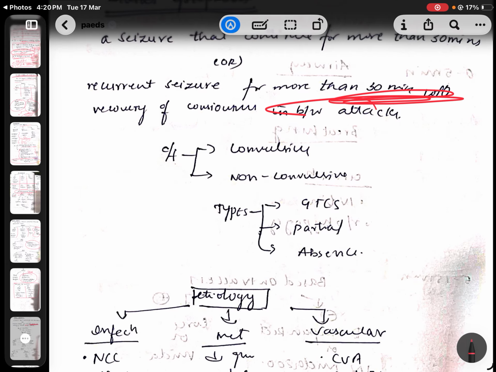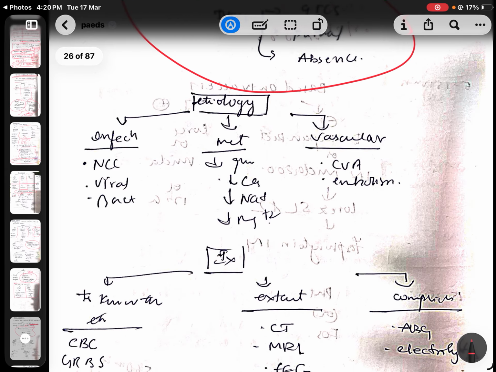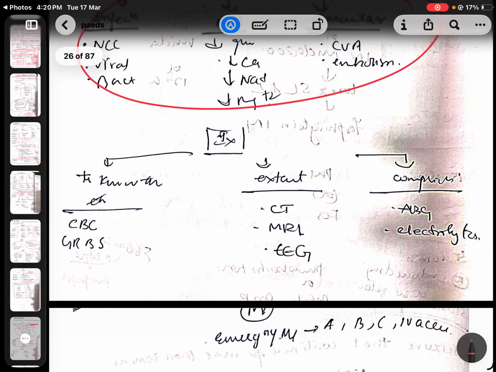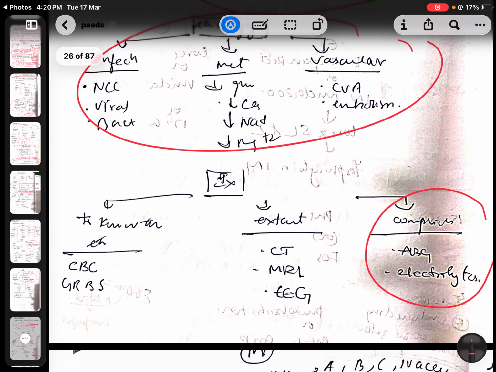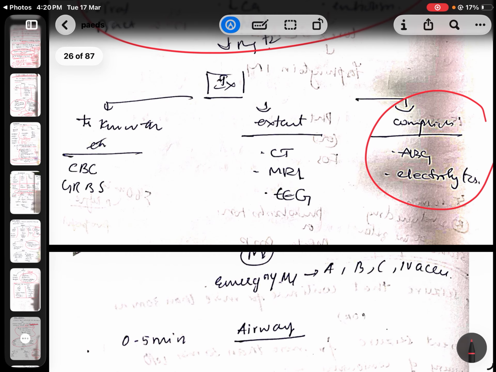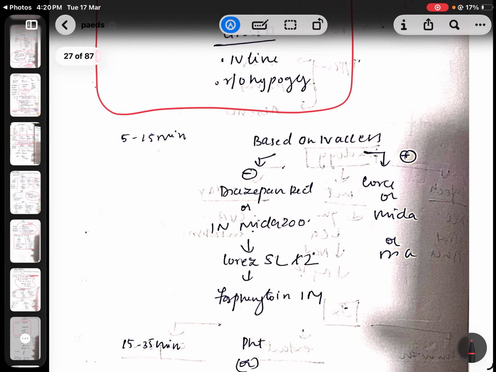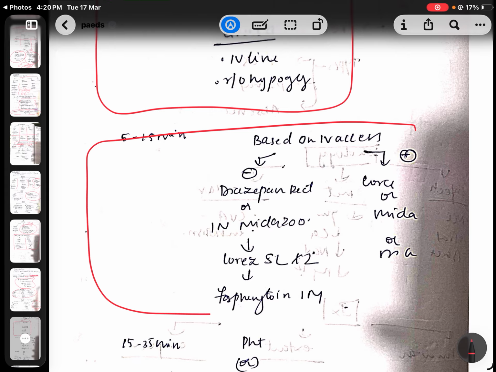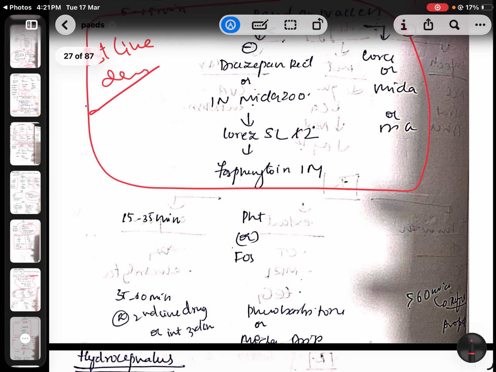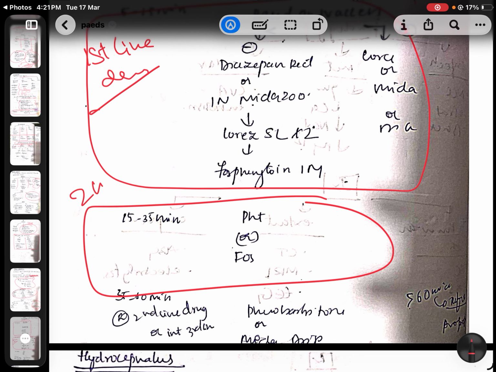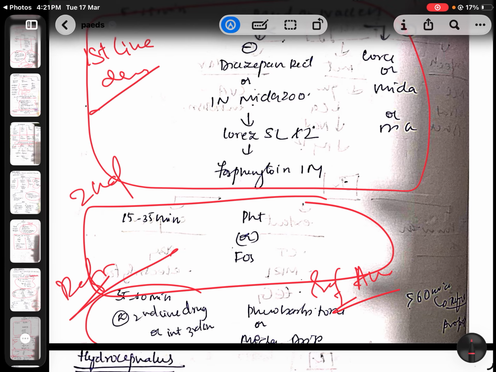Again, this is the definition, these are the types. Again, these are the etiology, then these are the investigations. The major thing is people forget about this, but make sure you don't forget. And again, in the first 5 minutes, what do you do? Airway, breathing, circulation. Next 5 to 10 minutes, based on the IV line, start first line drugs. Next 15 minutes, you start second line drugs. Then consider refractory and refer to anesthesia for further management. Okay, that's how you have to go.